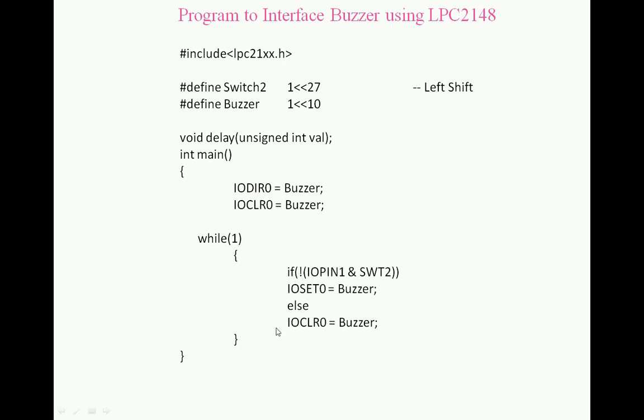So that's why the IO clear 0 is equal to buzzer is executed, and hence the buzzer is not producing any sound. When the switch is on, the IO pin 1 becomes 0. So 0 and 1 becomes 0, not of 0 is equal to 1. Now the statement is true. Now it executes IO set 0 is equal to buzzer. Now the port 0 10th pin is set, that is high. Now the buzzer is going to be on, right?